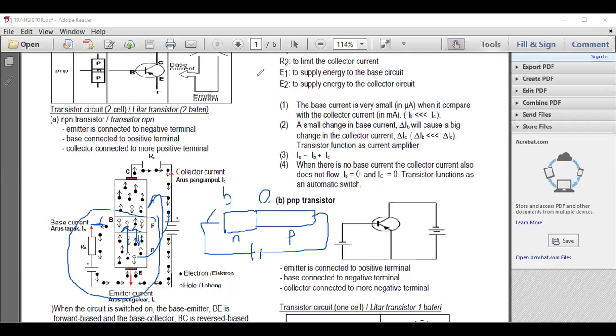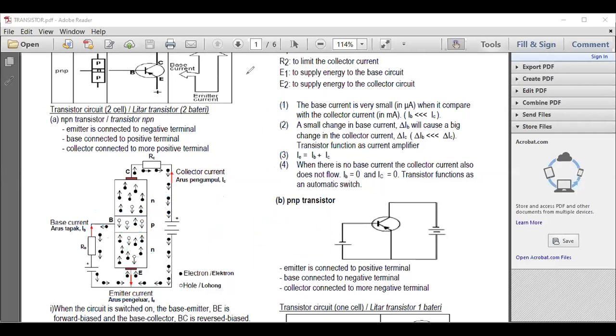So these are the 4 things you need to know about a transistor. Now, forgot about the circuit, sorry, for NPN. Where is it?